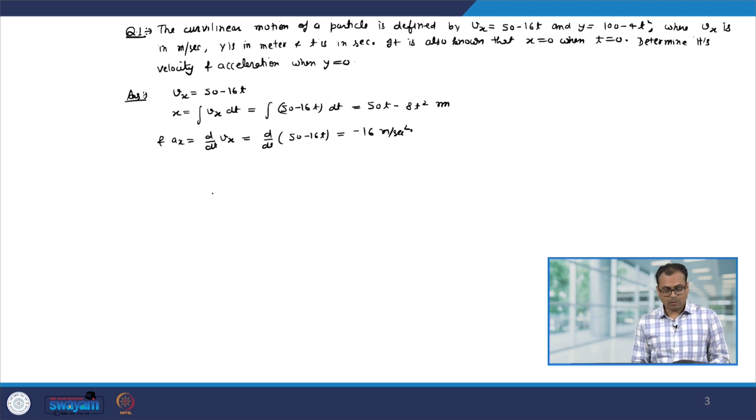Let us now find out Vy and Ay. For that, y is given, okay, y is 100 minus 4t square.